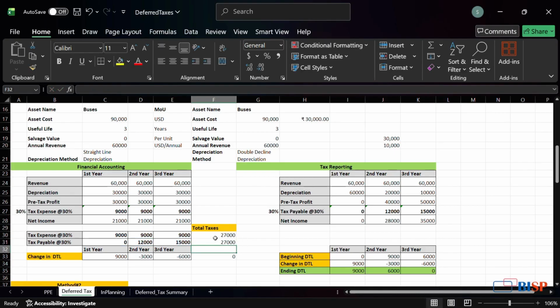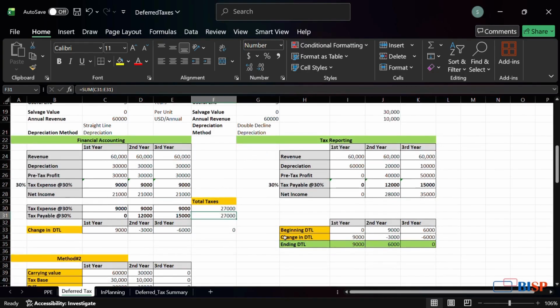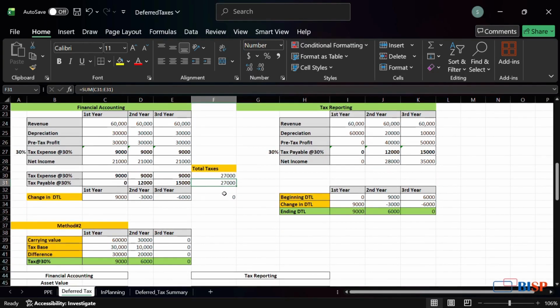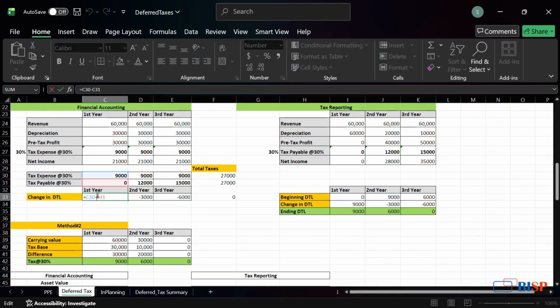Notice the financial accounting side also reports a total tax expense of 27,000. The total tax over the asset life hasn't changed, only the timing of when the tax is paid is different. And that's exactly why deferred taxes exist. Now, let's calculate the deferred tax liability. For every year, we compare the accounting tax expense with the actual tax payable. The formula is change in deferred tax liability equals accounting tax minus tax payable. So 9,000 minus 0 is 9,000.